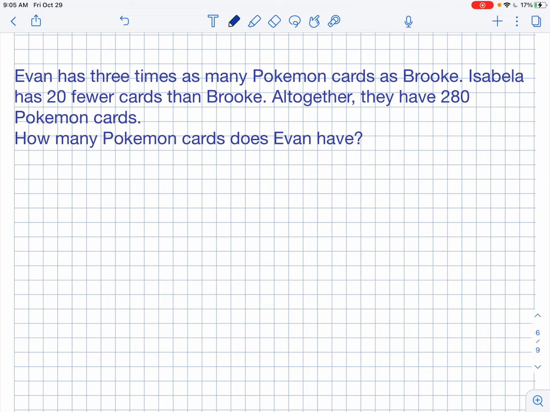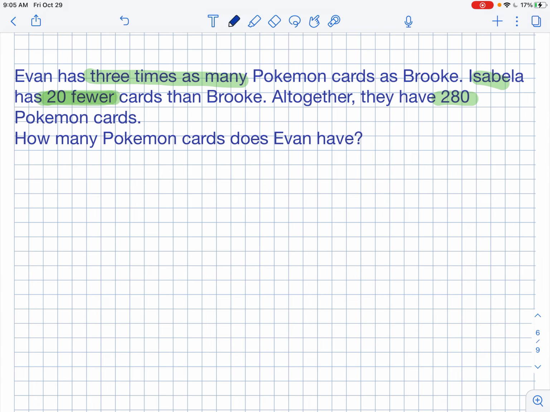Evan has 3 times as many Pokemon cards as Brooke. Isabella has 20 fewer cards than Brooke, and altogether they have 280 Pokemon cards. How many cards does Evan have? Okay, so the first thing I want to do, obviously, is draw my bar model.